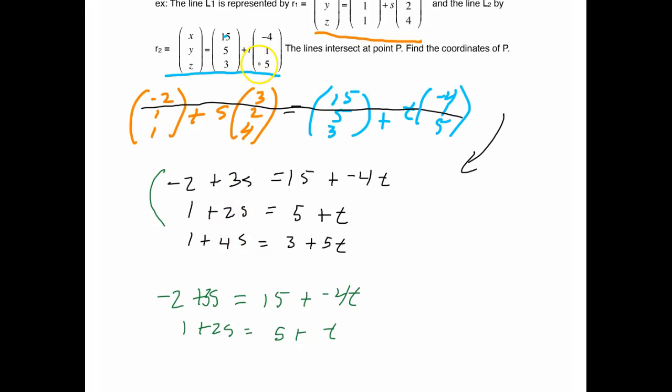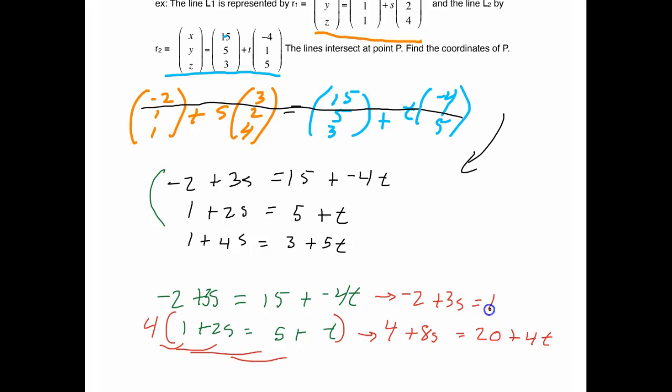Again, I'm going to solve this by elimination, so I'm going to try to cancel out the t, because it's really easy. I'm going to multiply the whole bottom row by 4, so the t's cancel out. I get 4 plus 8s equals 20 plus 4t. I really should put the 4 on both sides, but you get the point. And over there is negative 2 plus 3s equals 15 minus 4t.